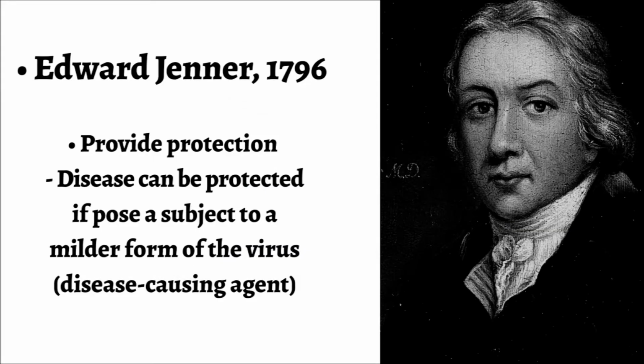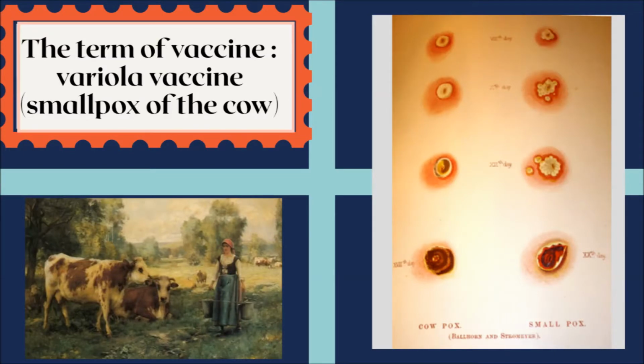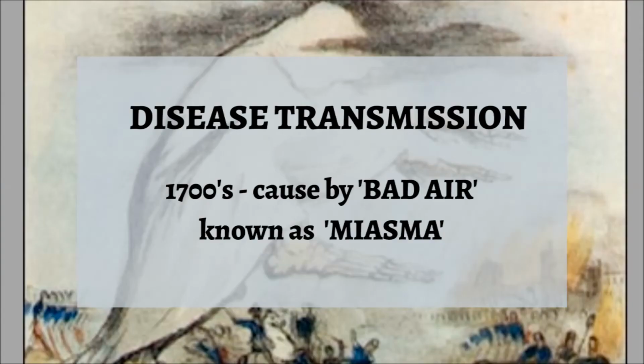So, the first vaccine was developed in 1796 by Edward Jenner, with the principle behind this vaccination that disease can be prevented if you are exposed to a milder form of the disease-causing agent. The term vaccine comes from smallpox of the cow, whereby Edward Jenner found that milkmaids who had previously been infected with a very similar, less severe disease called cowpox showed protection from getting smallpox. He believed that the disease was caused by bad air known as miasma. Miasma is foul-smelling rotting particles in the air that could cause disease.